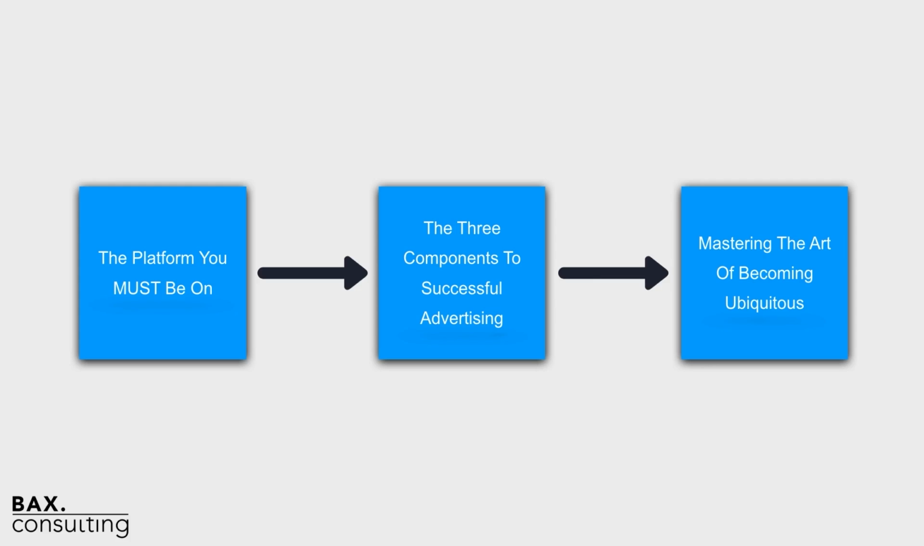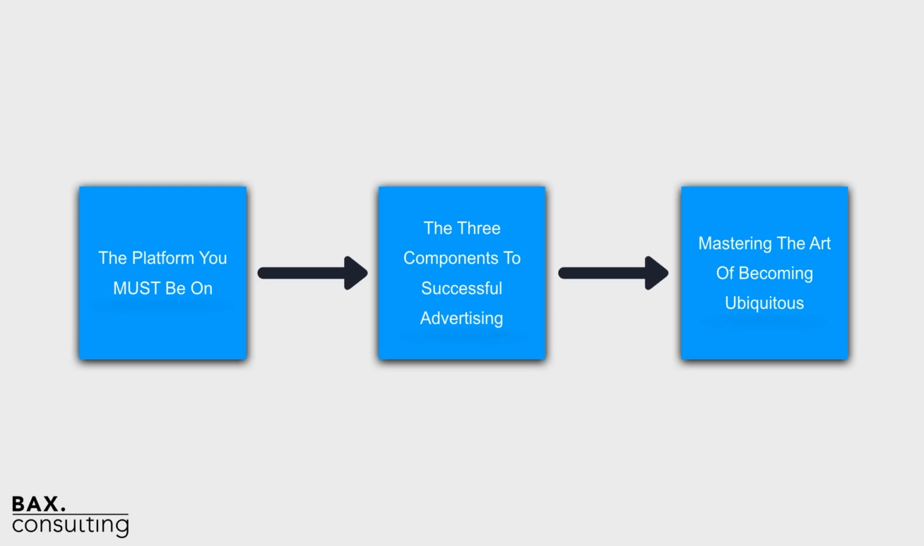So first things first, we're going to go through the platform that you must be on. You absolutely must be on this specific platform. Then we're going to go through the 3 components to successful advertising, because it's all well and good running ads on that platform that you must be on, but in order to run those ads successfully, there's really, as I mentioned, 3 components that go into it. And so we're going to be breaking that down.